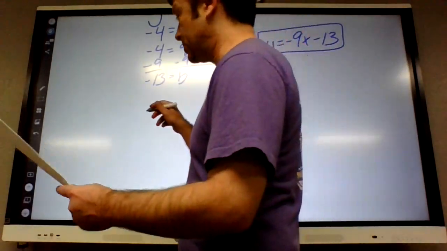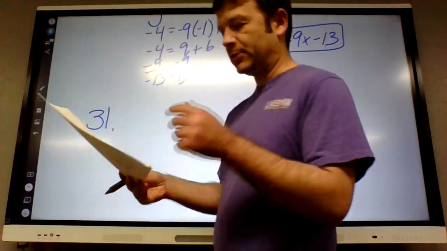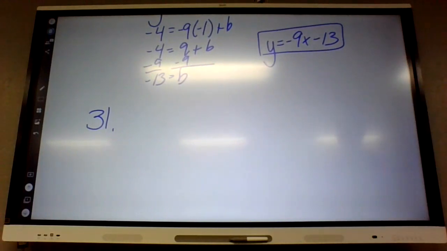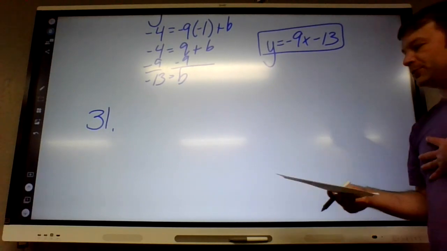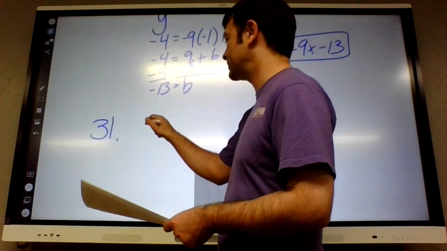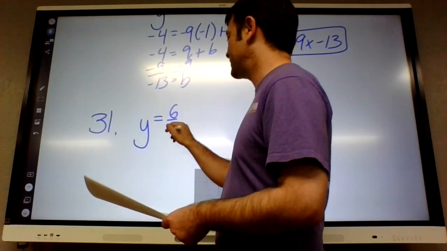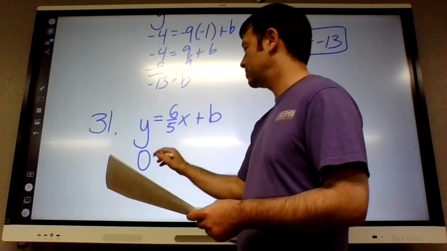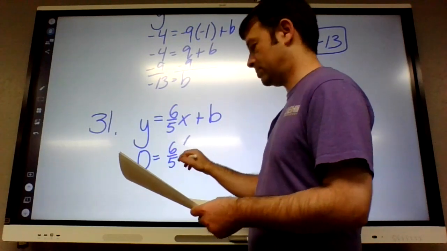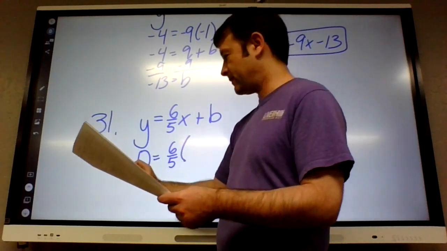Sebastian, on 31, we're supposed to have a line that's parallel to y equals 6/5 x plus 1. So what does that tell us if the lines are parallel? What do we know about parallel lines? Same slope. So their slope of 6/5 we're going to use for our slope. So y equals 6/5 x plus b, and to find the b, we're going to plug in 5, 1.